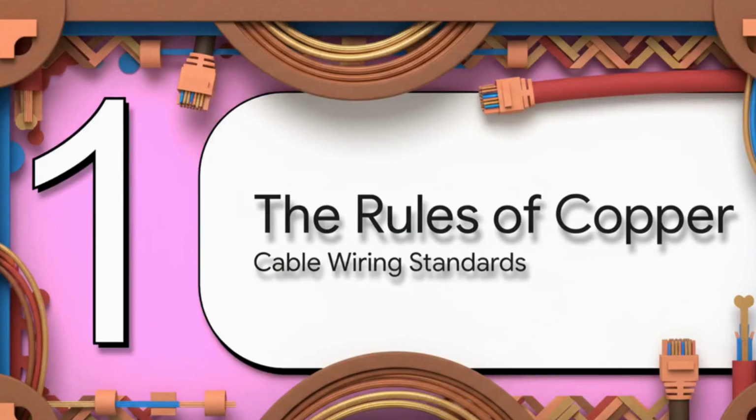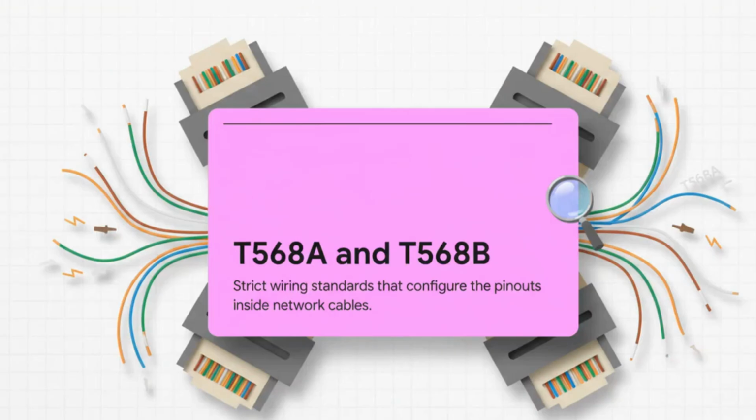Let's kick things off with Section 1, the rules of copper, specifically cable wiring standards. Let's start with the baseline of how we connect things using classic copper wiring. The crucial point here is that physical copper cables rely entirely on two rigid pinout standards to organize the transmit and receive signals. We call them T568A and T568B.